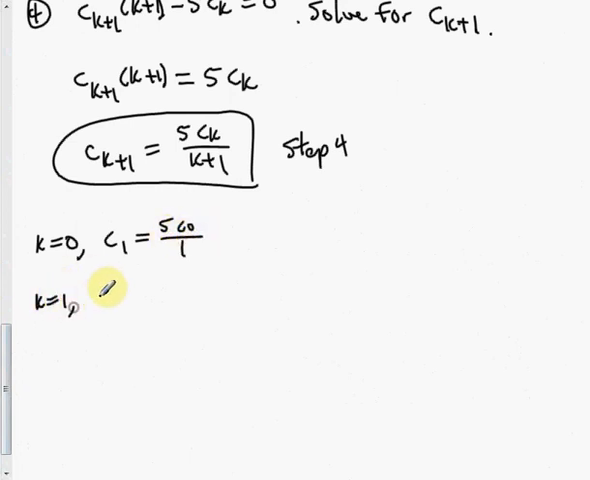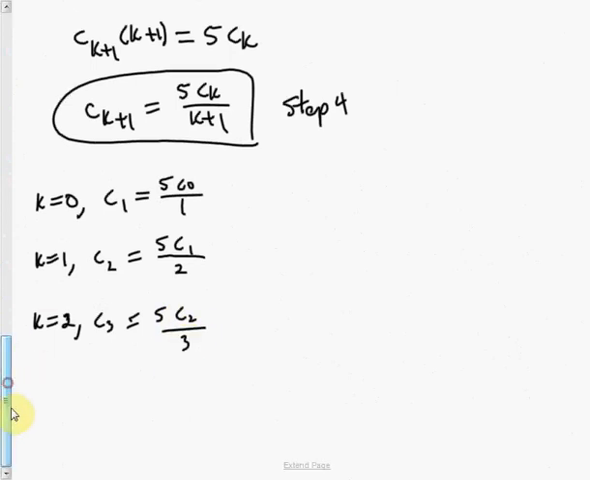Let k equal 1. I get c sub 2 is equal to 5 times c sub 1 all over 2. Let k equal 2. I get c sub 3 is equal to 5 times c sub 2 all over 3.